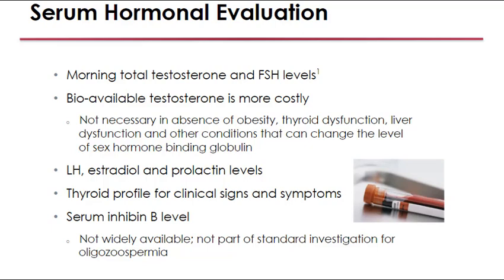Additional hormone profile evaluation to elucidate the cause of hypogonadism may include luteinizing hormone, estradiol, and prolactin levels. A thyroid profile is generally not indicated except if there are signs and symptoms suggesting thyroid dysfunction. Serum inhibin B is also a valuable measurement in the male fertility evaluation. However, this assay is not widely available and is not part of the standard investigation for oligozoospermia.